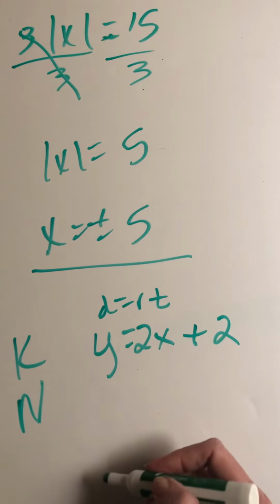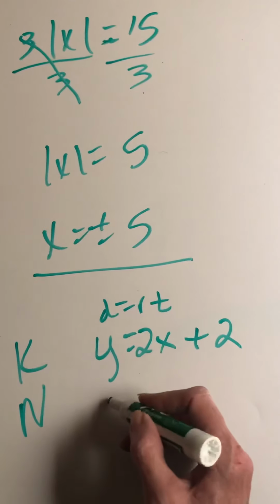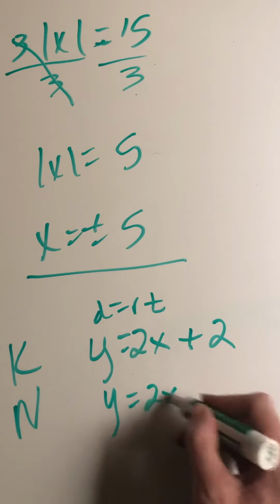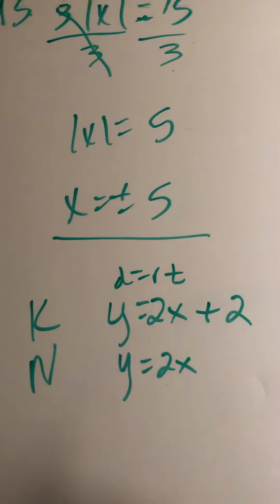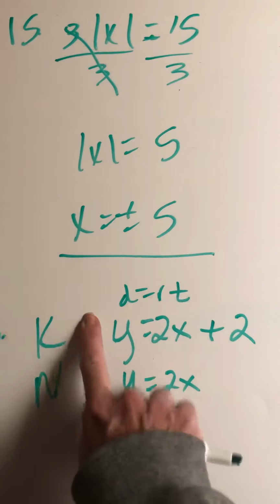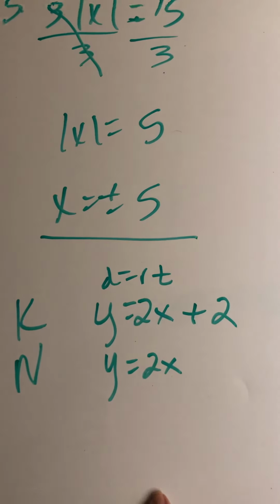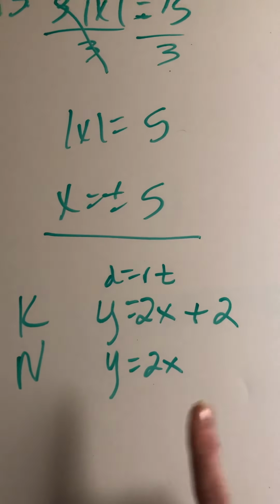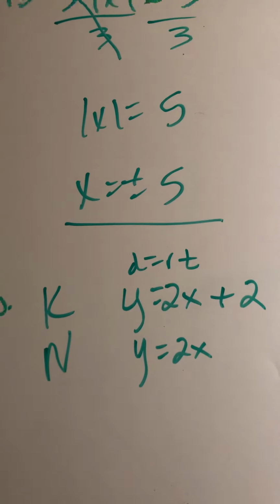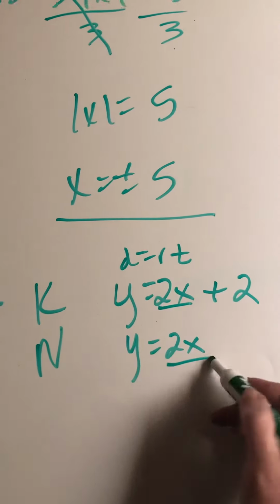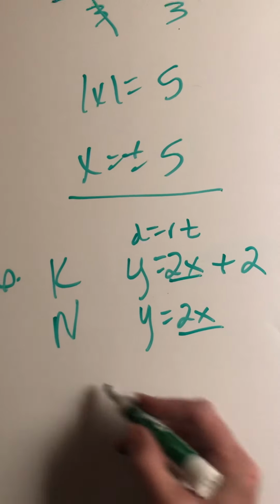Ned starts walking at the same pace of 2 miles per hour. So Ned is 2 miles per hour as well. We want to know if Ned will ever catch Karen, okay? There's several different ways to do this one. There's several different ways to think about it. The way I want you to think about it, or what I want you to look at, are the slopes. Notice how the slopes are the same.